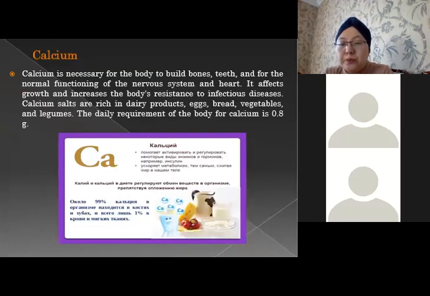Calcium is necessary for the body to build bones, teeth, and for the normal functioning of the nervous system and heart. It affects growth and increases the body's resistance to infectious diseases. Calcium salts are rich in dairy products, eggs, bread, vegetables, and legumes. The average requirement of the body for calcium is about 0.8 gram.